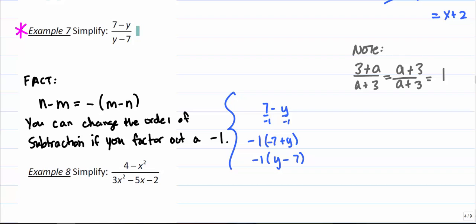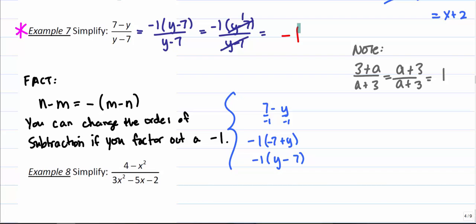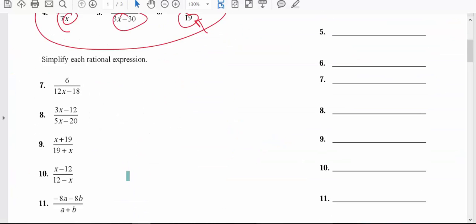So on this one, I'm going to rewrite the numerator as negative 1 times y minus 7. And so now my y minus 7's divide out. So I have negative 1. And when I say divide out, these equal 1. And so negative 1 times negative 1 is negative 1. And there we go. And so they like doing this in the homework.